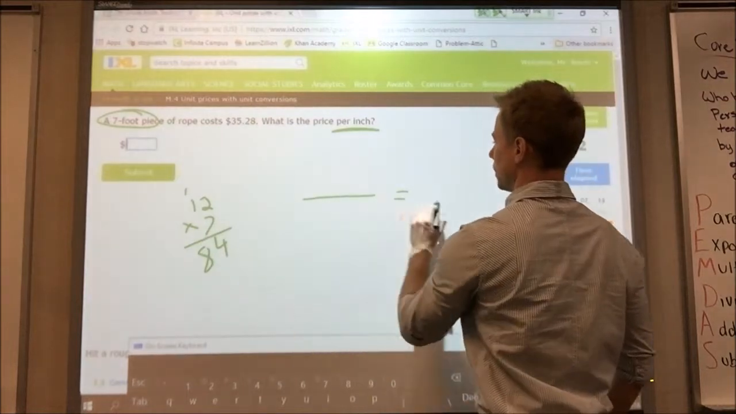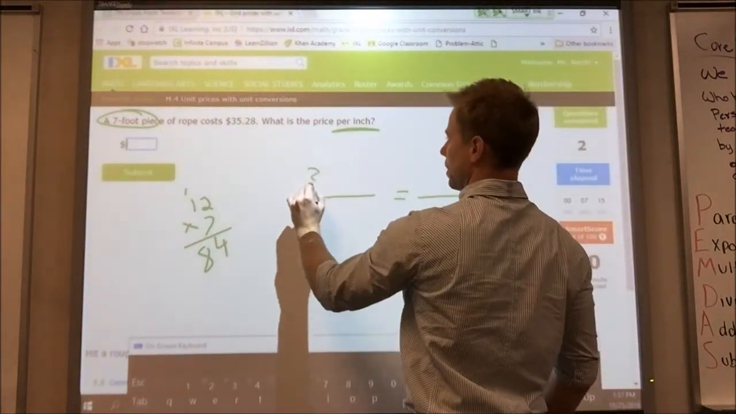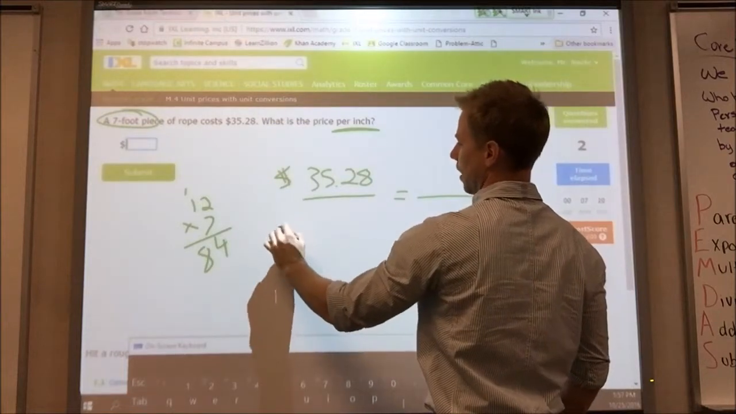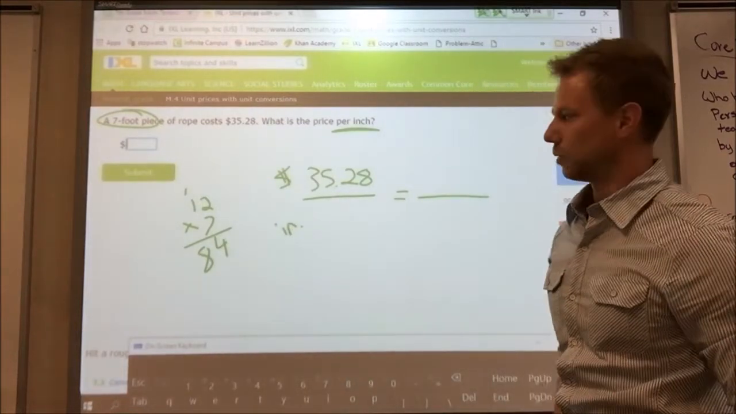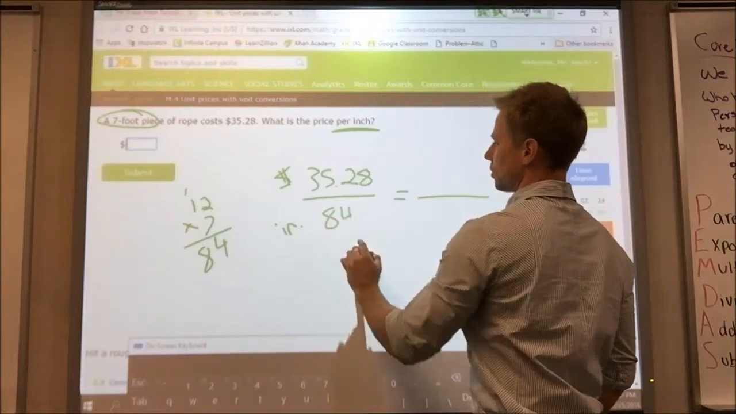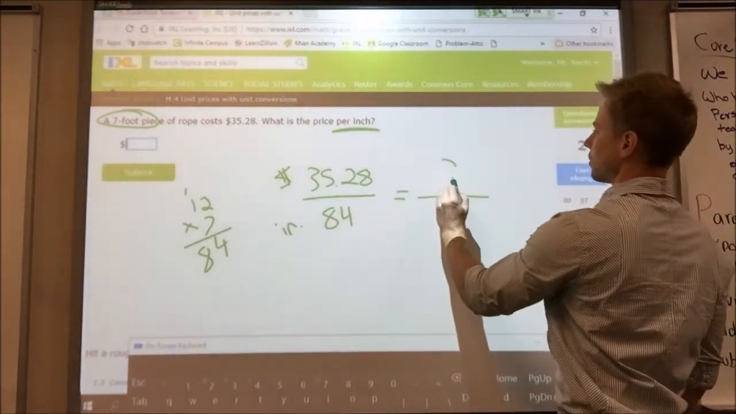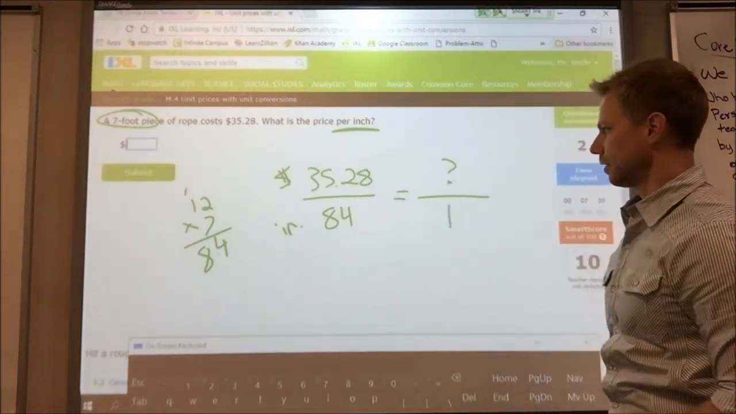So in our proportion, we have money, 35.28, and we're going to have inches as our second label. 84 inches. What is the price per inch? So that'd be, what is the price for 1 inch?